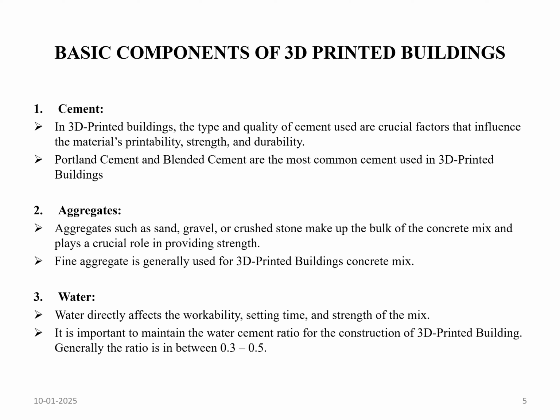This slide consists of the basic components used for 3D printed buildings. First and the most important material is cement. Crucial factors like printability, strength, and durability significantly depend on the type and the quality of cement used. Portland cement and blended cement are the most commonly used for 3D printing.